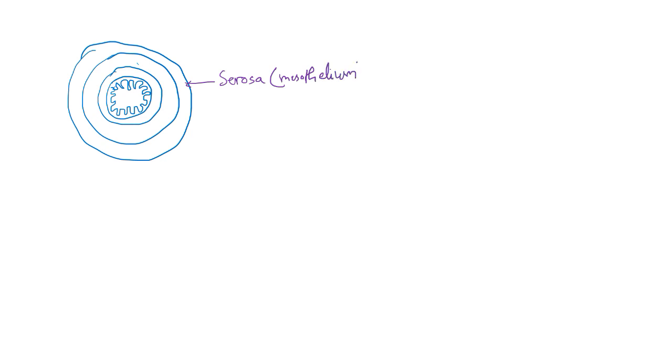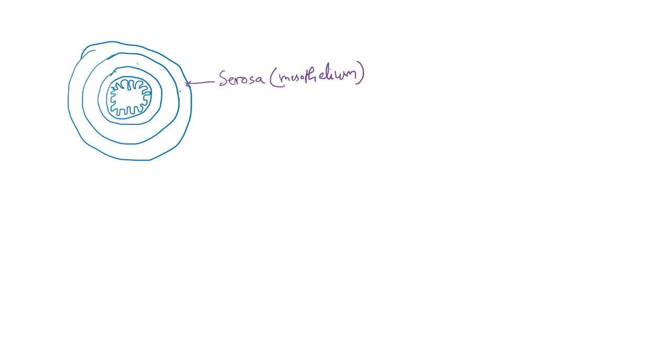And the last layer looks something like this. It has finger shaped projections coming out to increase the surface area like this. So this is kind of the structure, and what we can clearly see is that it has 4 different layers. The outermost layer is known as serosa. Serosa, the outermost layer. And this is made up of mesothelium cells.